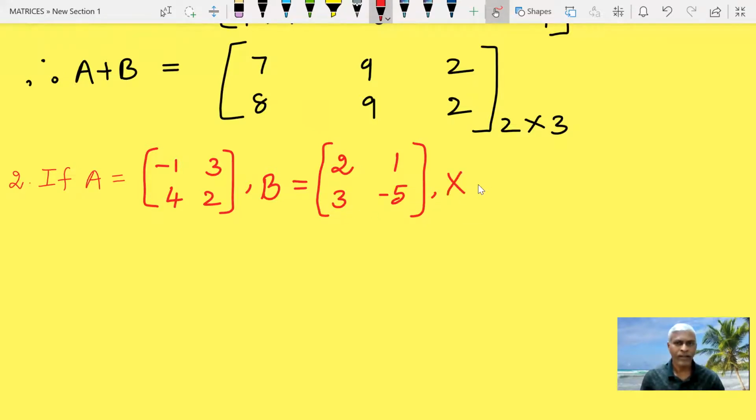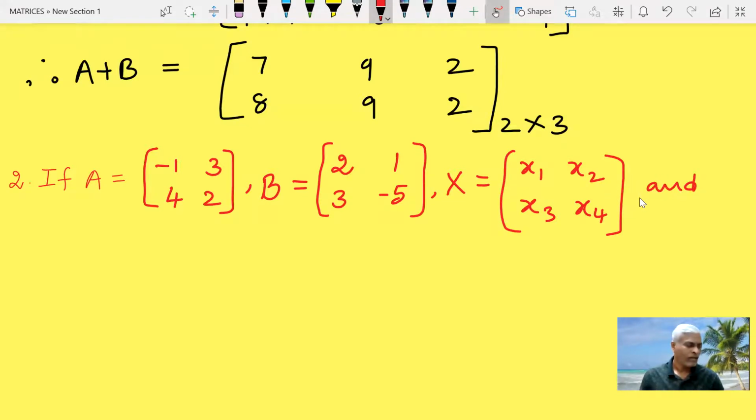And there is another matrix X, [x1, x2; x3, x4]. So this is X, and A plus B is equal to X. Then find the values of x1, x2, x3 and x4.